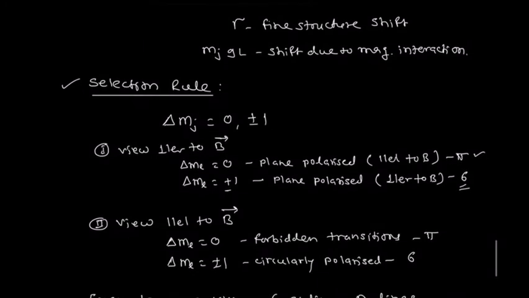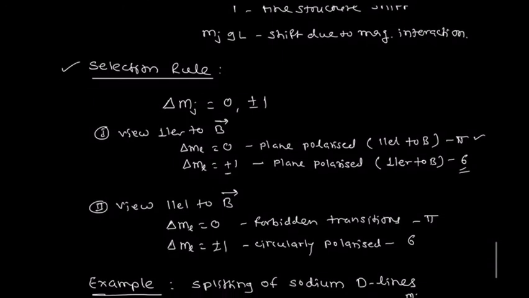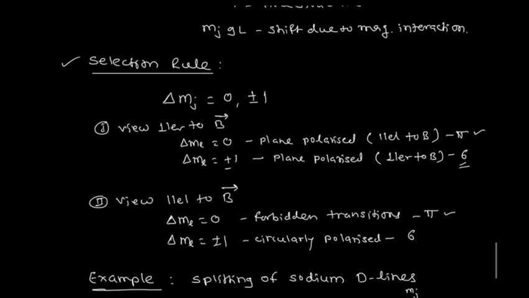Secondly, if the view is parallel to magnetic field, delta ML is 0, it means that transition is absent. Such a transition absent known as forbidden transition and denoted by pi component. In parallel view, again delta ML is plus minus 1. The resulting vibrations are circularly polarized. That component is sigma.